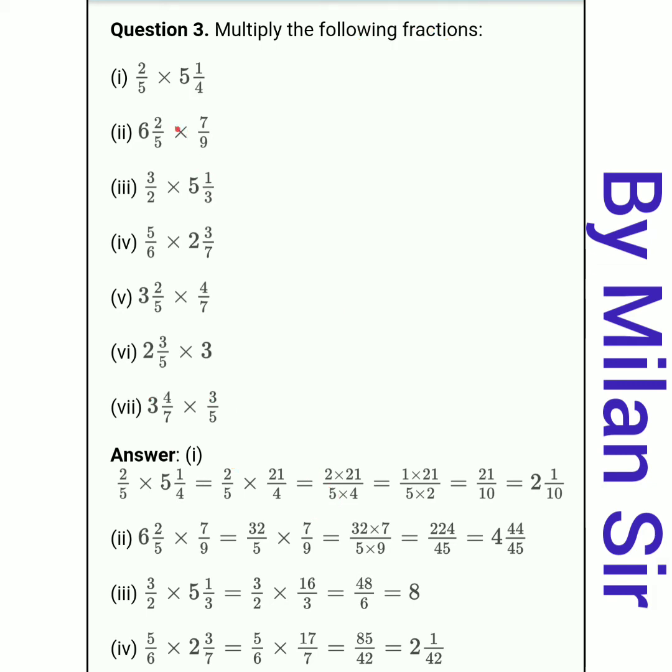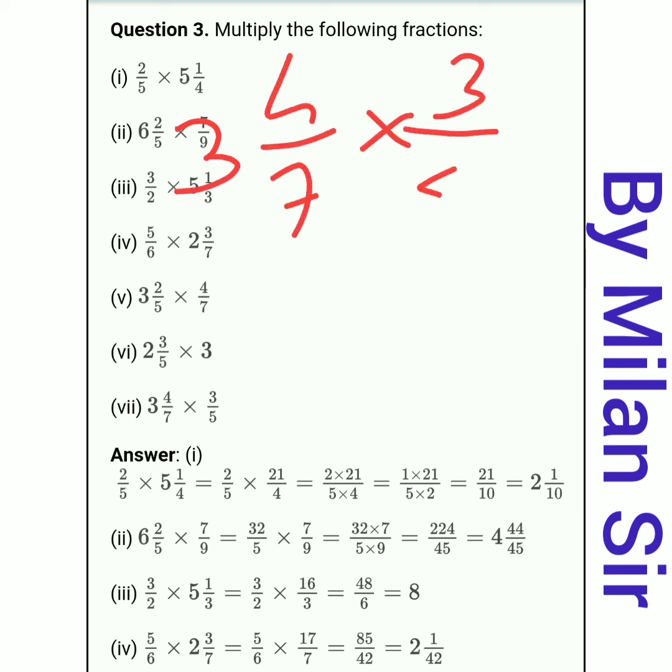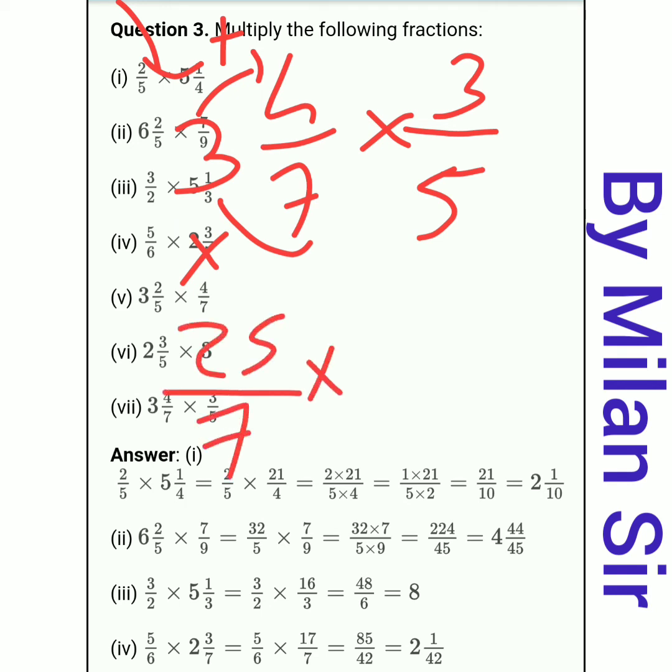Then question number 8. 3 integer 4 by 7 multiply 3 by 5. First of all convert this mixed fraction into improper fraction. So 7 multiply 3 is 21, plus 4 is 25. So 7 threes are 21, plus 4 is 25, divided by 7. Here, 3 by 5. Okay.